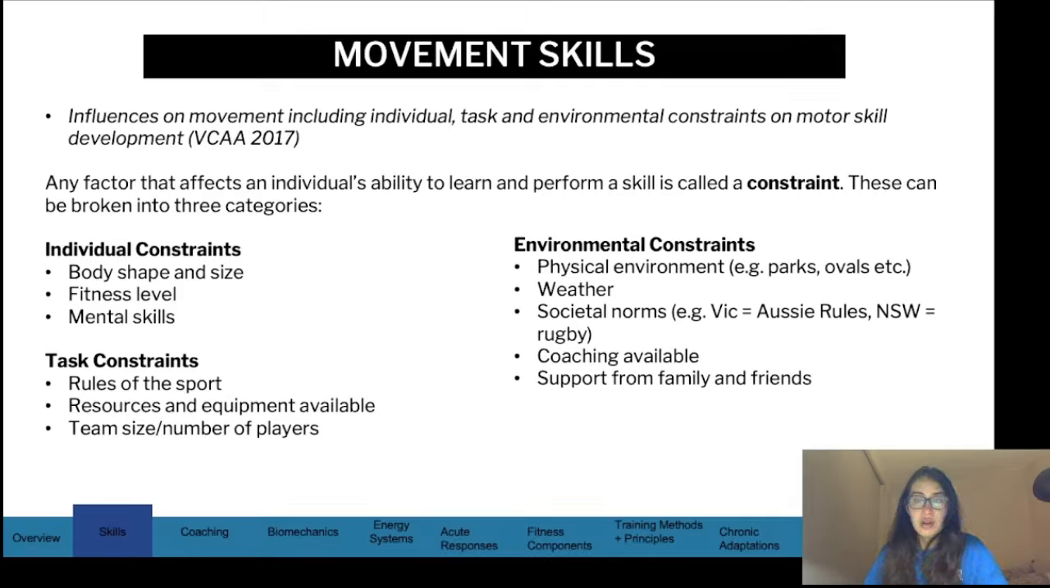We've got societal norms, so things such as in Victoria, I'd say AFL is pretty common, whereas in New South Wales perhaps rugby is a bit more common. So kind of recognizing these different societal differences or norms can allow you to better recognize environmental constraints.